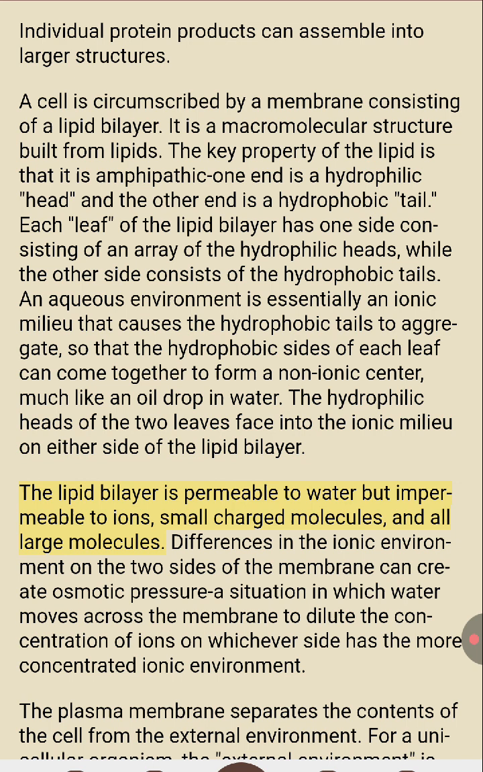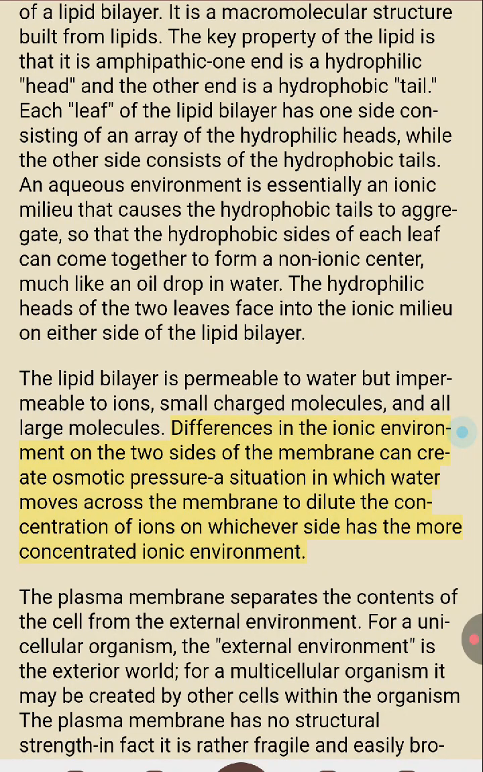The lipid bilayer is permeable to water but impermeable to ions, small charged molecules, and all large molecules. Differences in the ionic environment on the two sides of the membrane can create osmotic pressure, a situation in which water moves across the membrane to dilute the concentration of ions on whichever side has the more concentrated ionic environment.